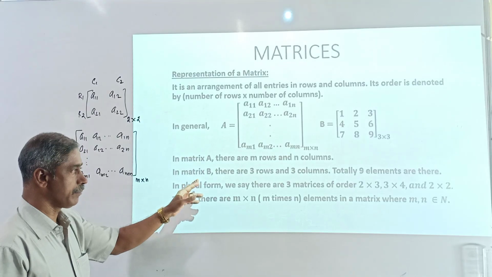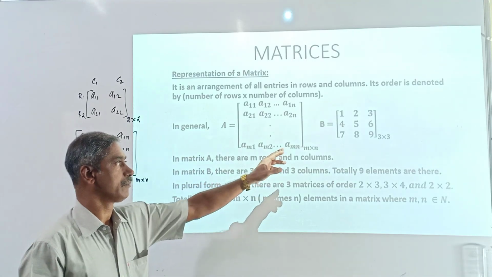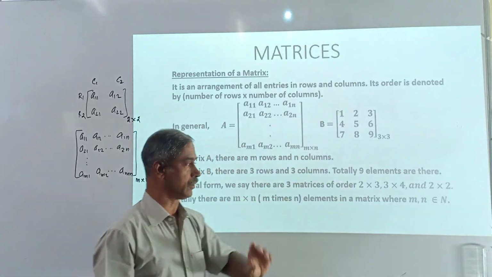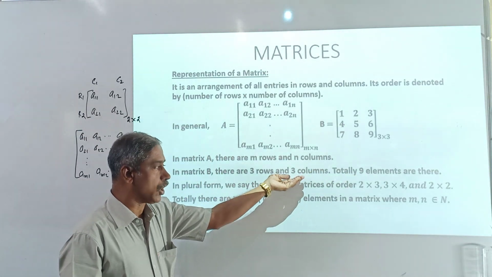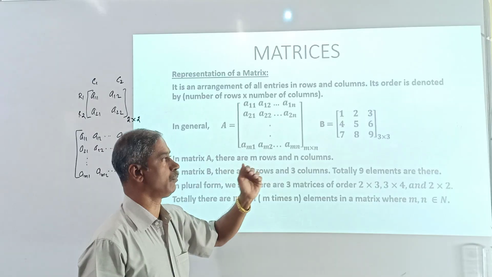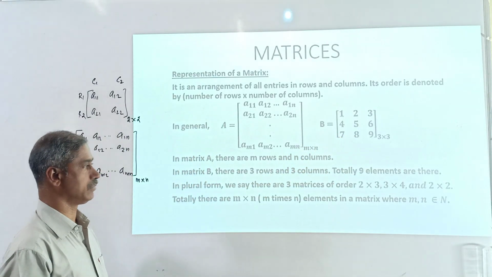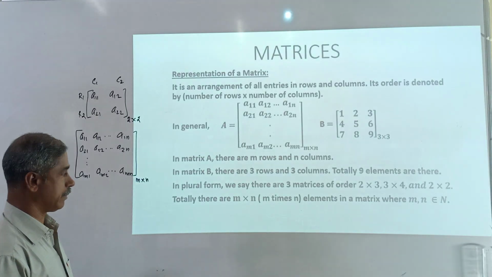In matrix B, there are 3 rows: 1, 2, 3 in the first row, 4, 5, 6 in the second row, and 7, 8, 9 in the third row. And 3 columns: 1, 4, 7 is column 1, 2, 5, 8 is column 2, and 3, 6, 9 are in column 3. There are totally 9 elements.